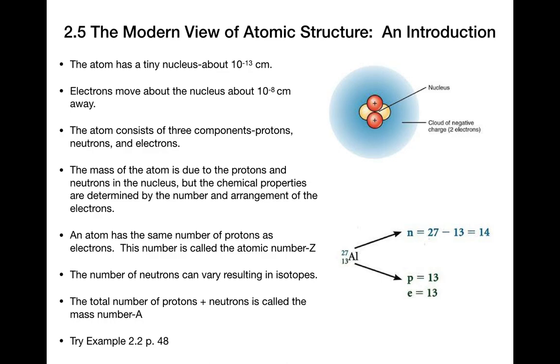Now the mass number of aluminum is 27, and that should be the sum of the protons and the neutrons, because the mass of the electron is negligible. So with a total number of protons and neutrons of 27, and 13 of those 27 being protons, that leaves you with 14 neutrons in the isotope aluminum 27. So you should review from Chem 1 how to count the protons, neutrons, electrons that make up an atom. Try example 2.2, page 48, to reinforce that skill.